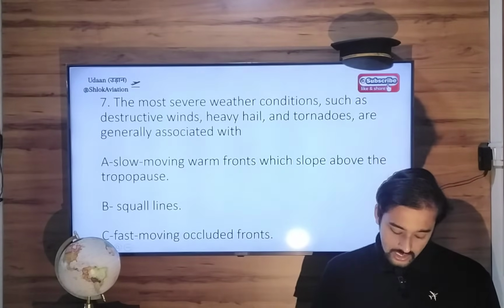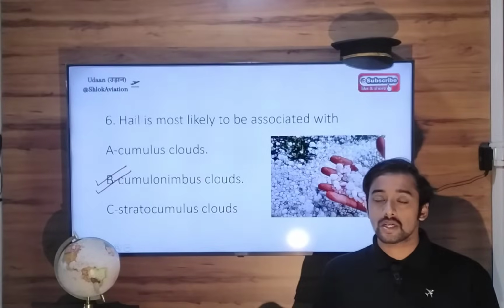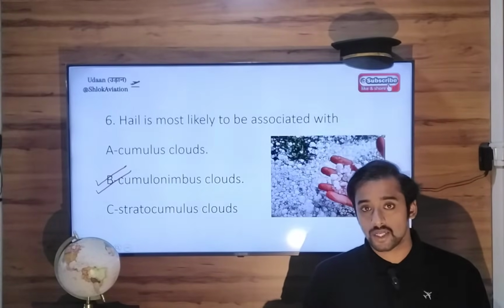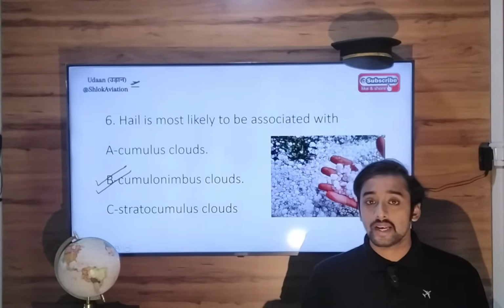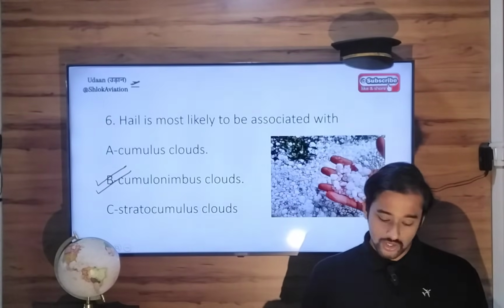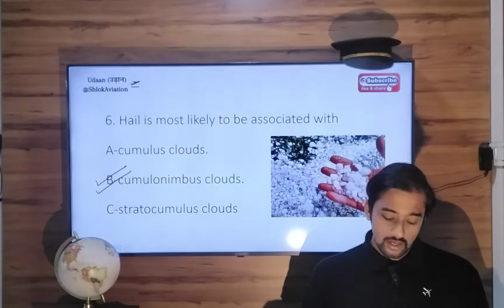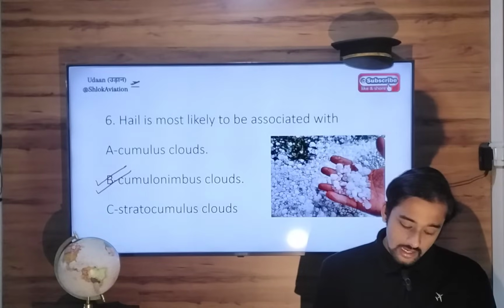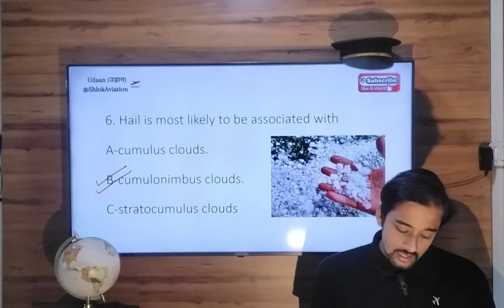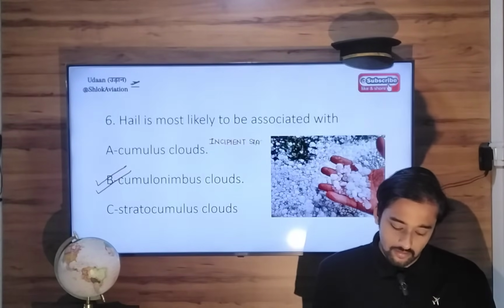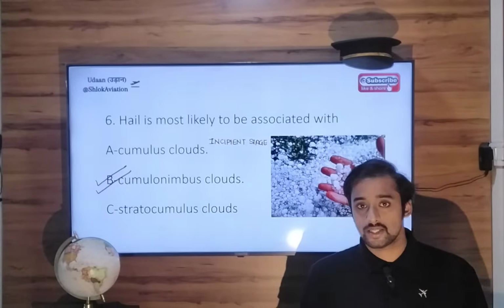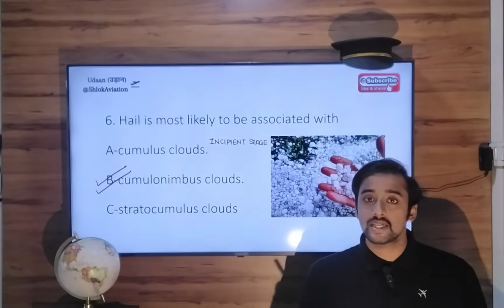So cumulonimbus clouds produce the most dangerous hazards to aviation safety: lightning, hailstorm, intense icing, turbulence. So this is one of the consequences of a cumulonimbus cloud. Cumulus cloud, on the other hand, is a thunderstorm in the incipient stage. The incipient stage is the starting stage. The starting stage of a thunderstorm is a cumulus cloud.